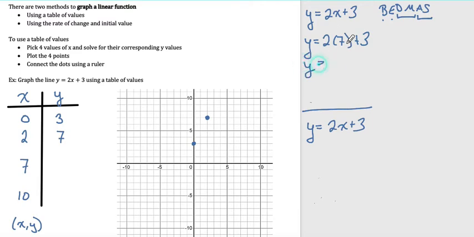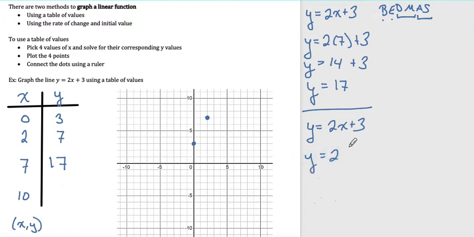So y equals multiplication first. 2 times 7 is 14 plus 3. So y is 17. So 7, 17. So if we went to 5, 6, 7, we would have to go all the way up to 17, and that's off our graph, right? So we can either estimate it or we don't have to put it on. And that's going to be true for x is 10 as well, but let's solve it.